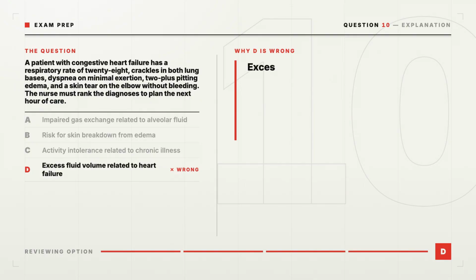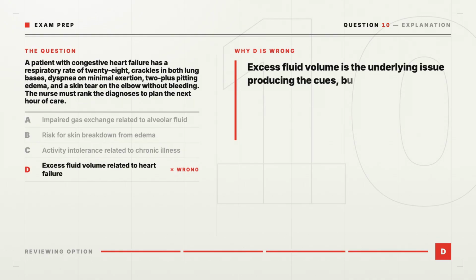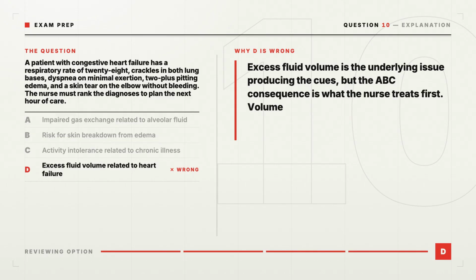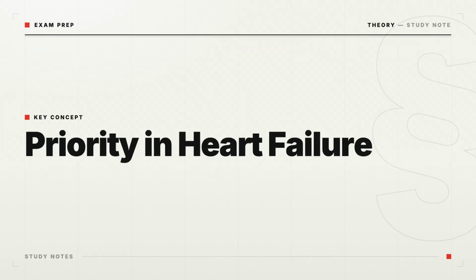D is wrong because excess fluid volume is the underlying issue producing the cues, but the ABC consequence is what the nurse treats first. Volume management follows once oxygenation has been stabilized through positioning and oxygen. Congestive heart failure creates several problems at once, and the nurse must decide which to treat first. The same airway, breathing, and circulation ranking that guides every priority question applies here, even when the most urgent problem isn't the root cause.